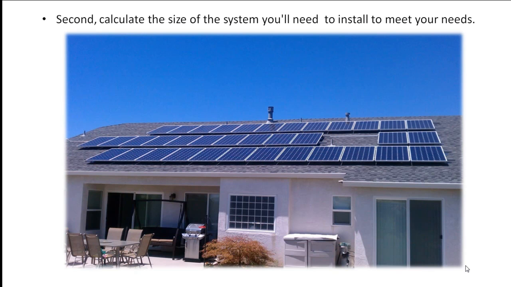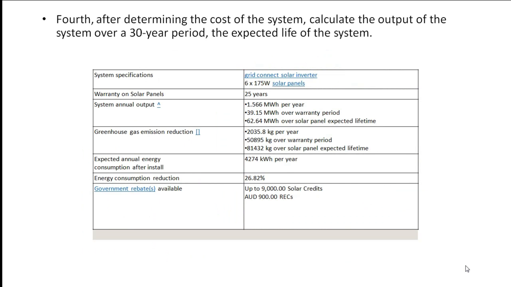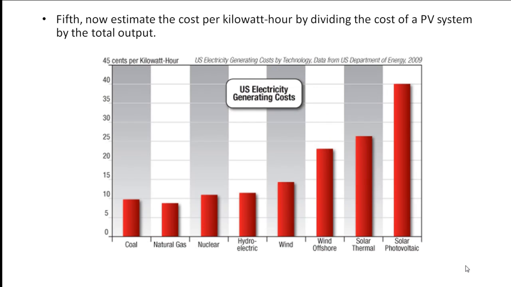Second is to calculate the size of the system you will need to install to meet your needs. Third is to calculate the cost of the system. Fourth, after determining the cost of the system, calculate the output of the system over a period of 30 years, that is the expected lifetime of the system. Fifth, now estimate the cost per kilowatt hour by dividing the cost of the PV system by the total output.